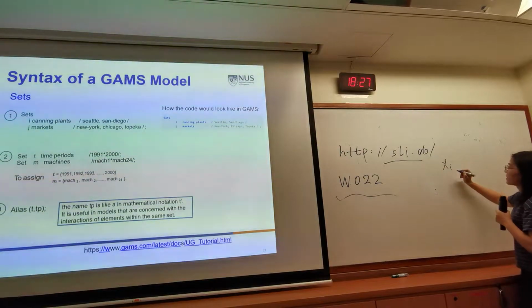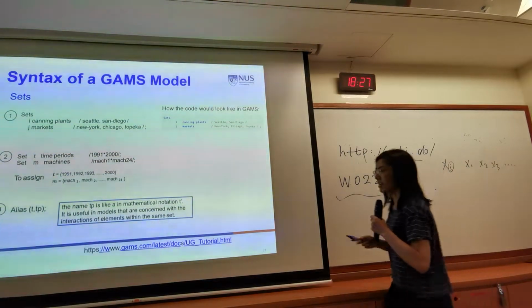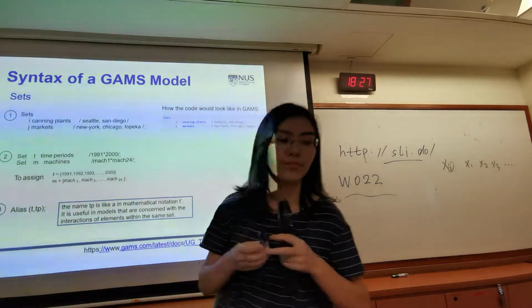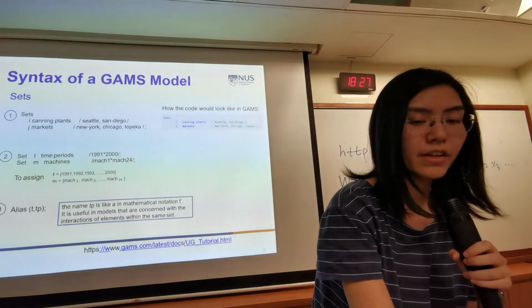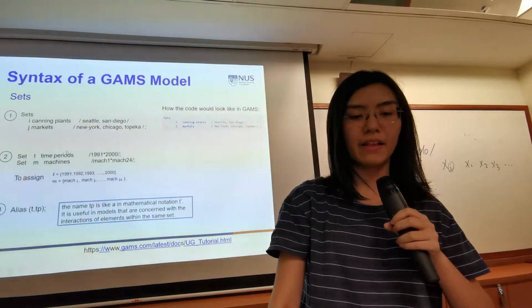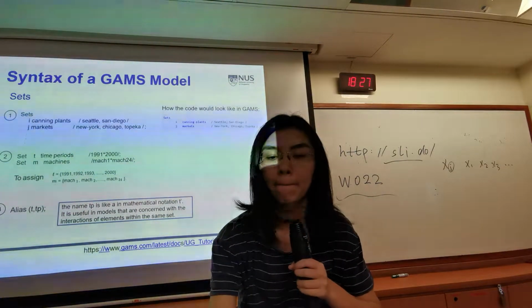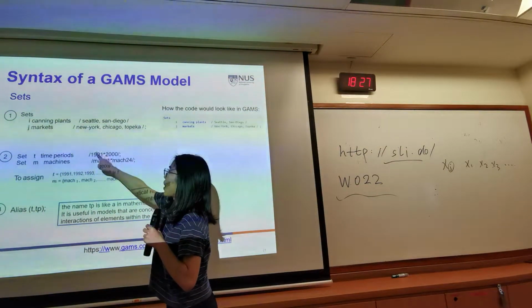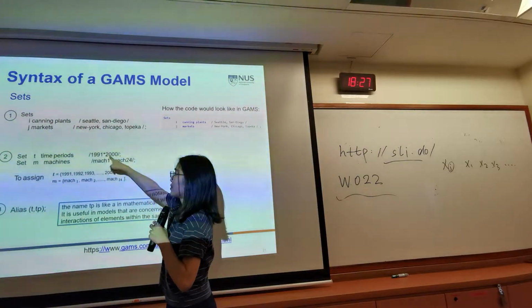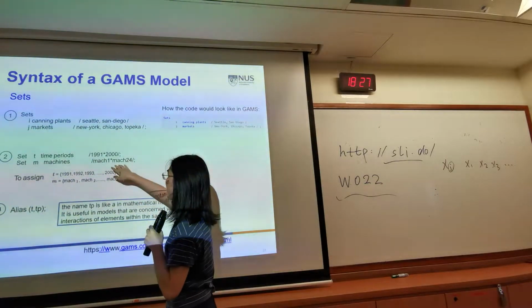So sets means when you define a variable, when xi is defined, xi can be x1, x2, x3, etc. So I is 1, 2, 3 here. And there are three ways of defining the set. The first one is defining like this, and you can also use the star. When a star is used, it means from 1991 to 2000. So 1991, 1992, 1993 to 2000.